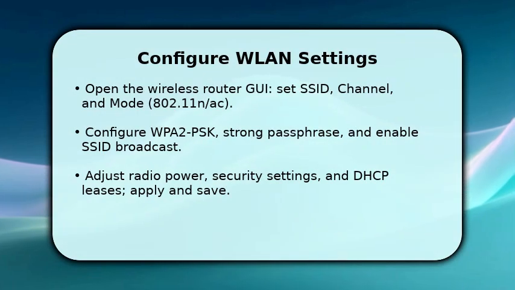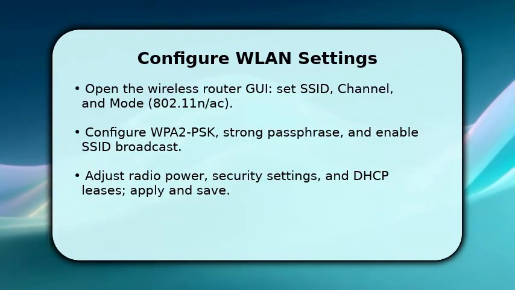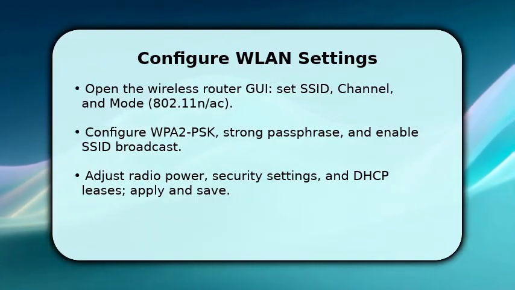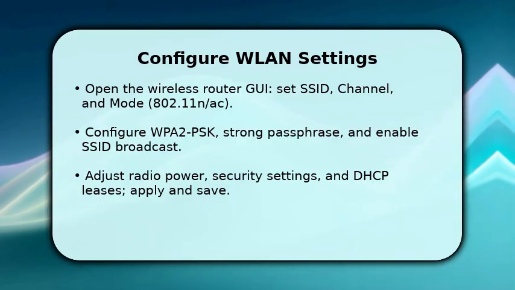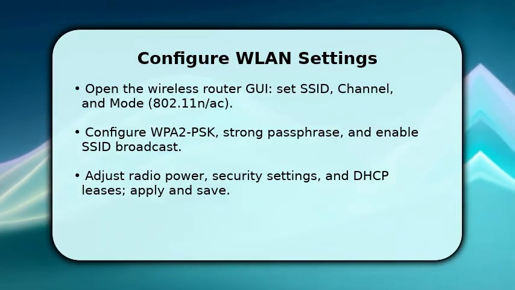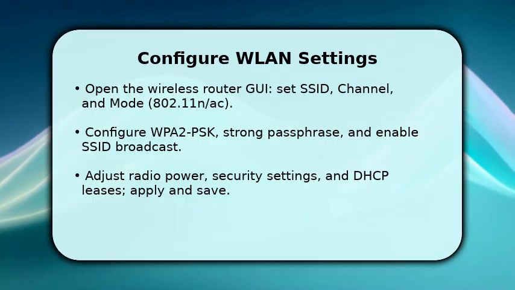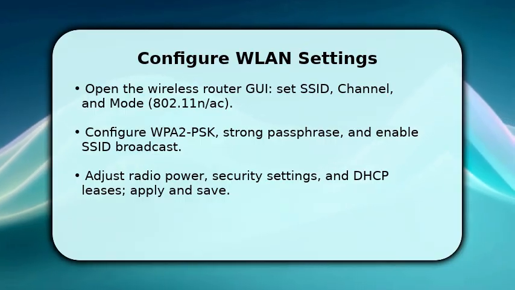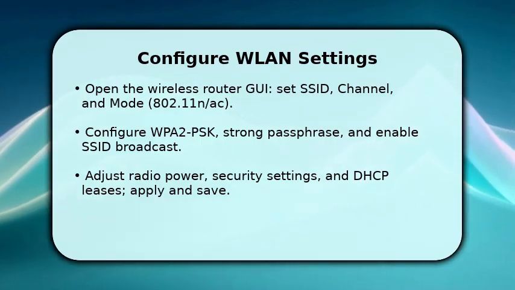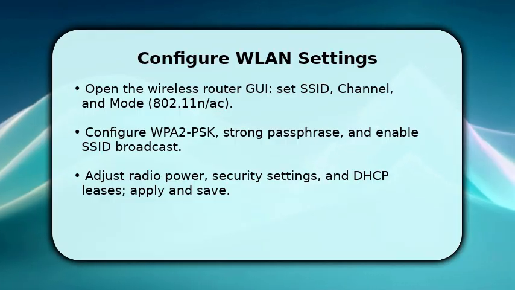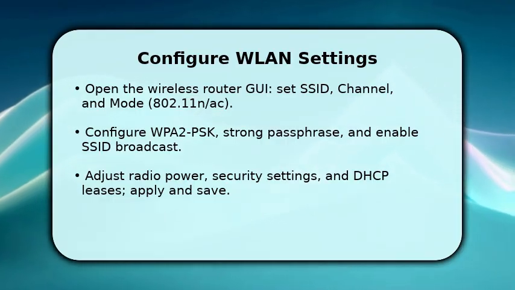Now access the wireless router's graphical interface and configure the SSID and radio parameters so devices can see and join the network. Choose the appropriate 802.11 mode and channel to reduce interference. Set WPA2-PSK with a strong passphrase to secure traffic. Make sure the SSID is broadcasting while you test.